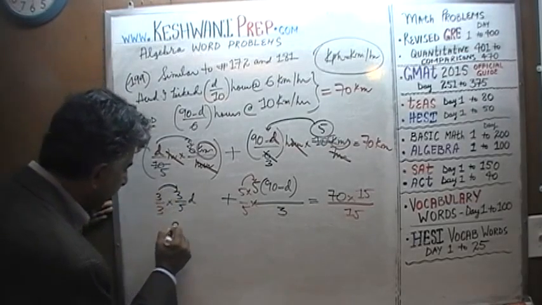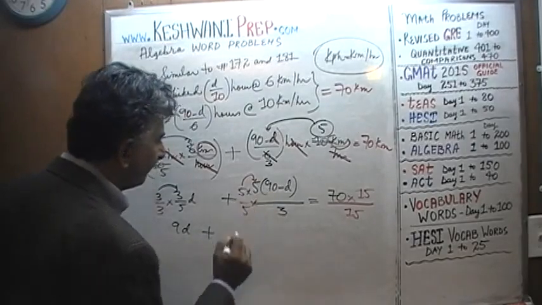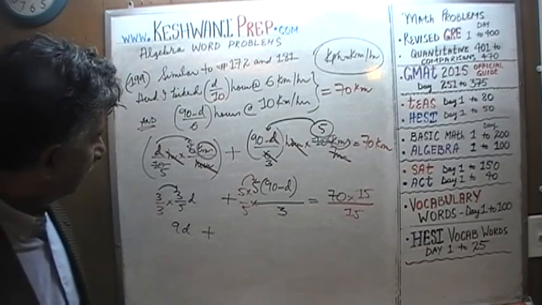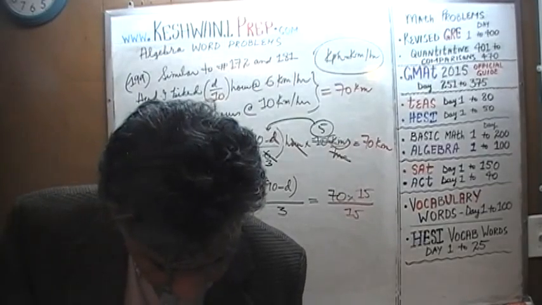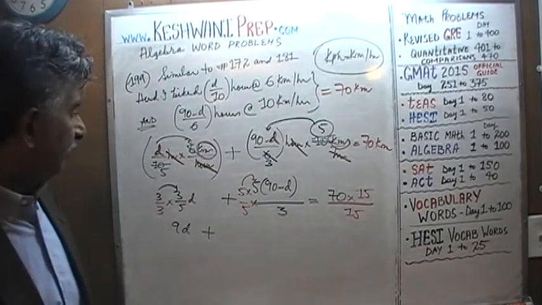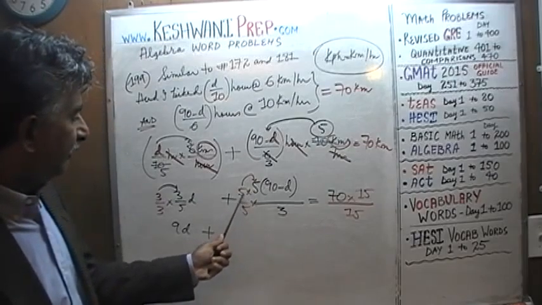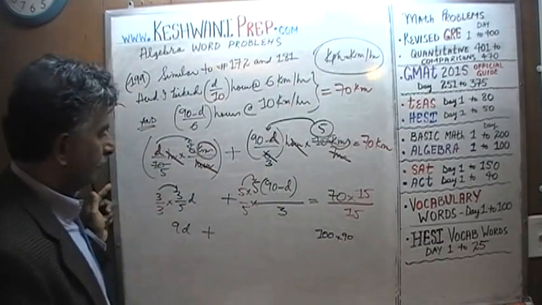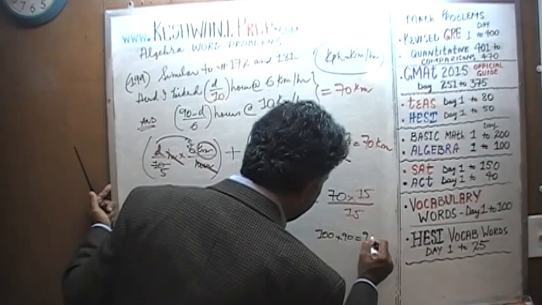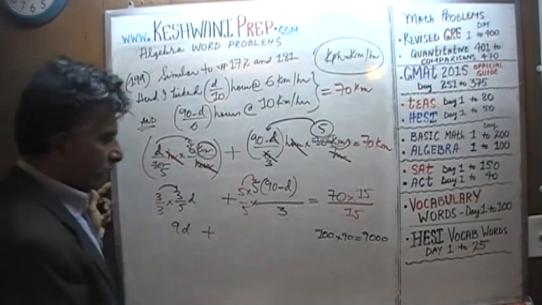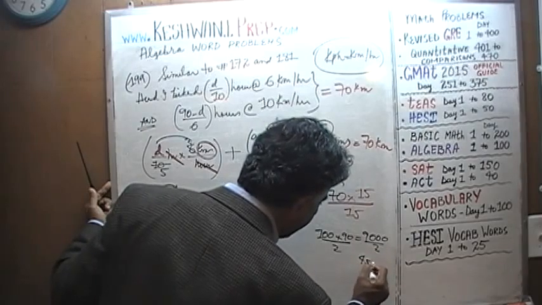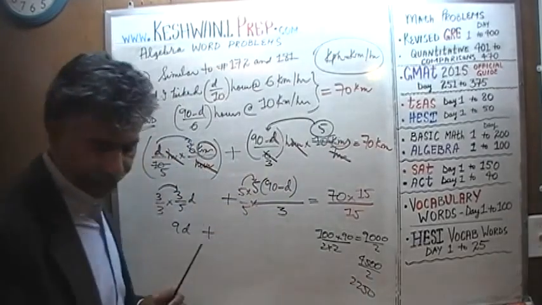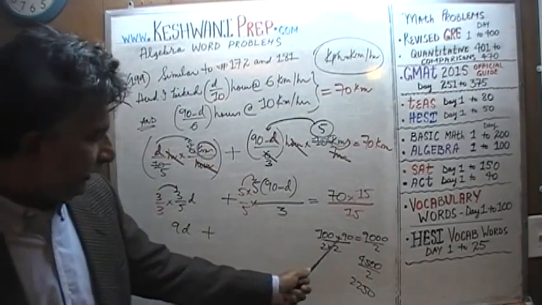3 times 3 is 9D plus 25 times 90. 25 times 90. There must be something we can do here. How would we figure it out? Well, 100 times 90 is simply 9,000. So half of that is going to be 4,500, and another half is going to be 2,250. Because you see, 100 times 90 is 9,000.